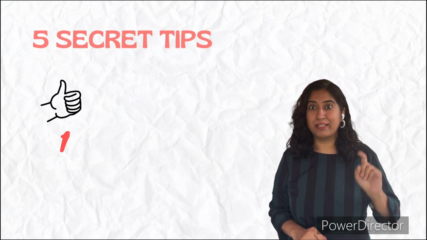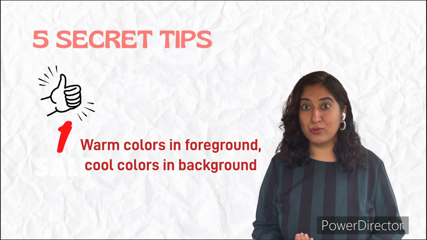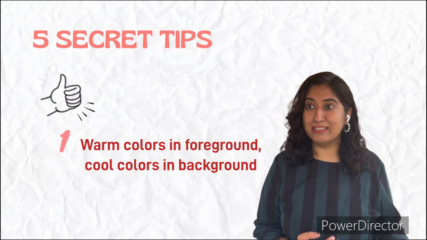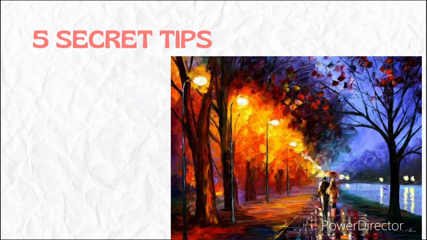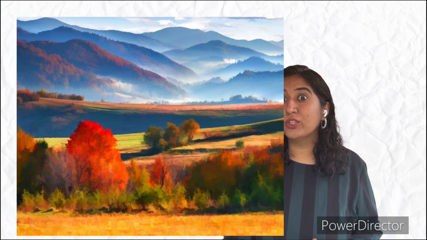Secret tip number 1. When you paint a landscape, warmer colors will appear closer to you, while cool colors will appear to recede away in the background. So objects in your image which are closer to the eye should be painted in shades of warm colors, and objects which are far away should be in cooler shades.